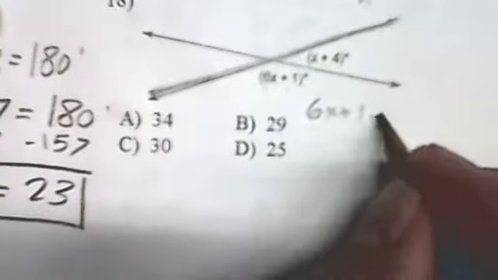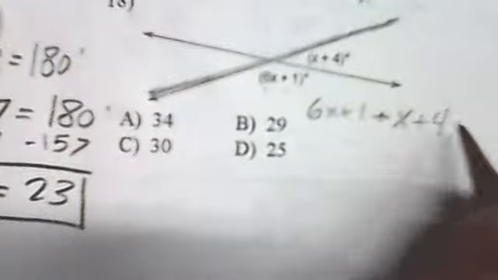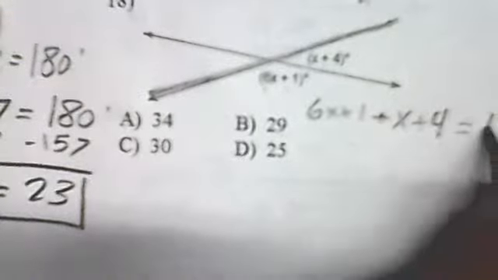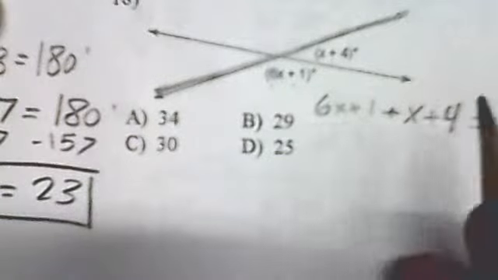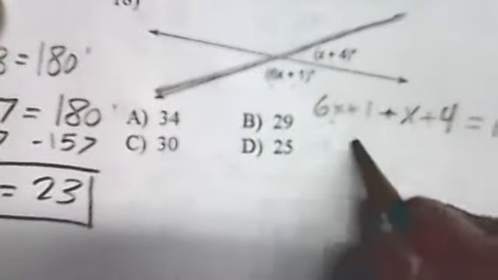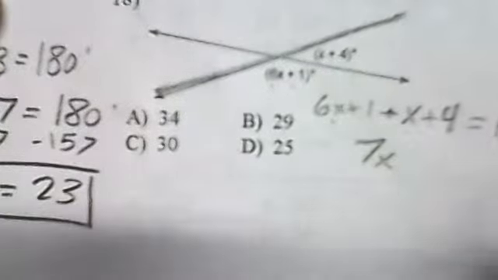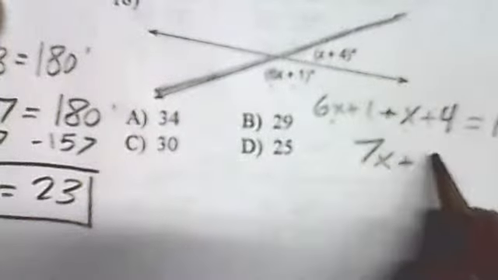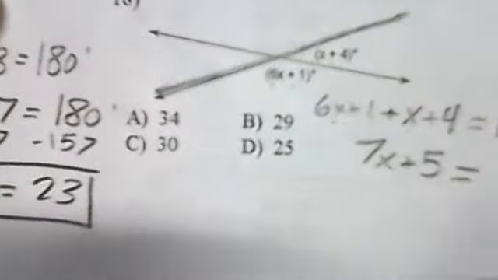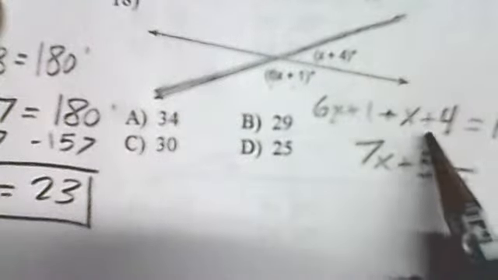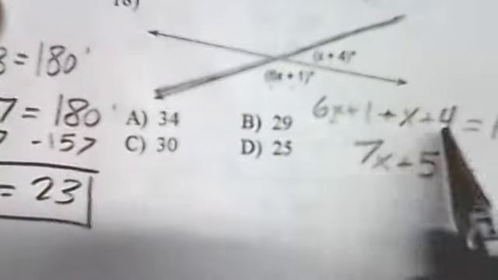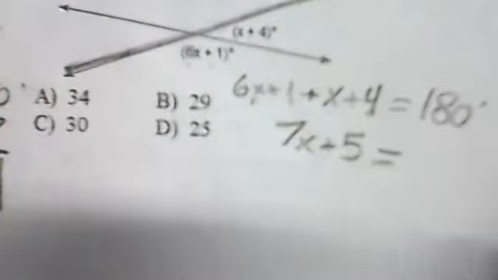So here we go. We're going to set up the equation that 6x plus 1, that's this angle right here, plus x plus 4, the angle up here. Okay, these are a linear pair of angles, and like I said, they have to add up to 180. So we're going to add the 6x and the x, and we'll get 7x. And then we're going to add the 1 and the 4. This is called combining like terms. Notice I didn't say 6x plus 4 makes 10x. You can only add x's with x's, and you can only add numbers with regular numbers, okay?